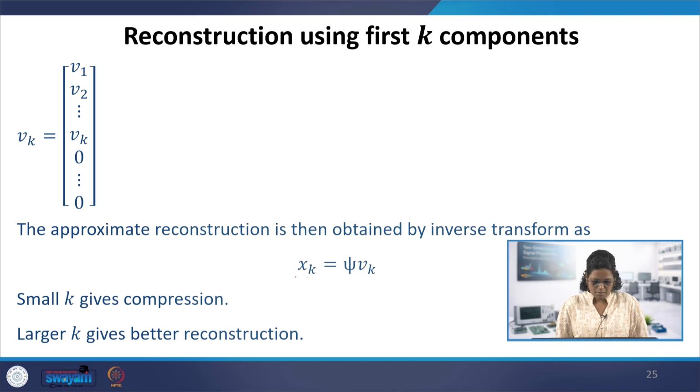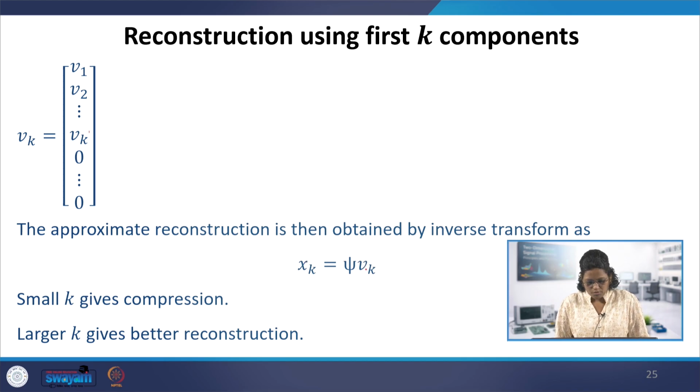So xk can be obtained from psi Vk, where Vk only has the partial V1 to Vk and the remaining are made 0. If the k value is smaller, that gives compression, which is obvious. If the k value is larger, we get better reconstruction. It is obvious that if you use all the coefficients, you will get x back as a better image.